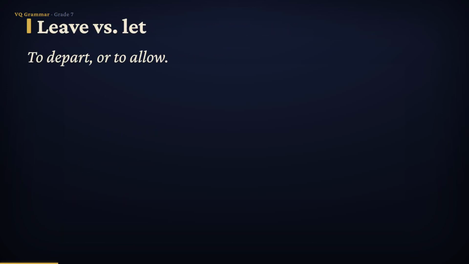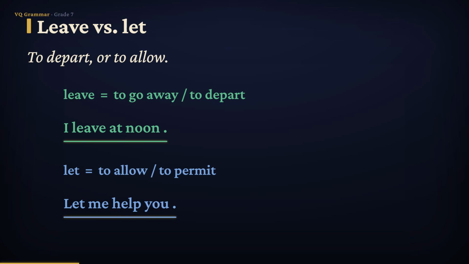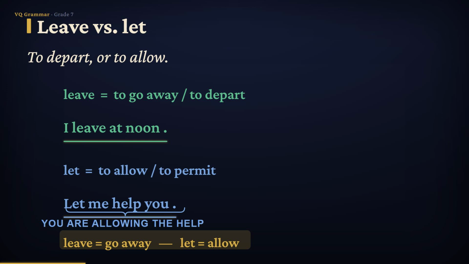Let's start with a pair that people mix up constantly: leave and let. The word leave means to go away or to depart from a place. For example, I leave at noon. You are heading off, going away. Now, let is completely different. Let means to allow or to permit something. For example, let me help you. Here, you are allowing the help to happen. So hold on to this. Leave is about going away, while let is about allowing.